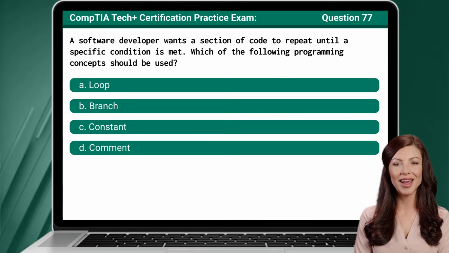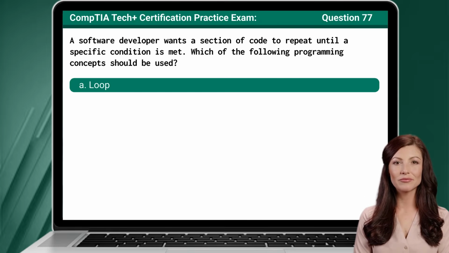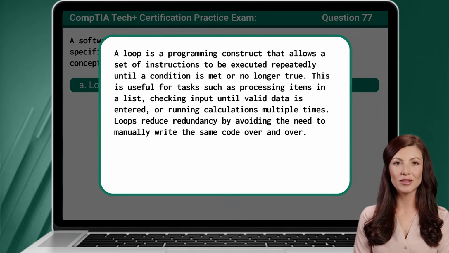The answer is A. Loop. A loop is a programming construct that allows a set of instructions to be executed repeatedly until a condition is met or no longer true. This is useful for tasks such as processing items in a list, checking input until valid data is entered, or running calculations multiple times. Loops reduce redundancy by avoiding the need to manually write the same code over and over.